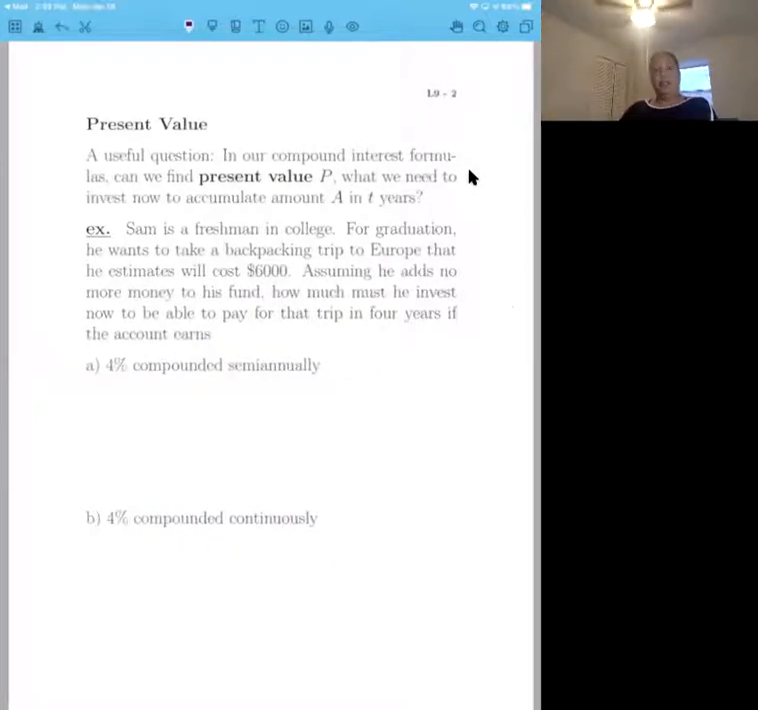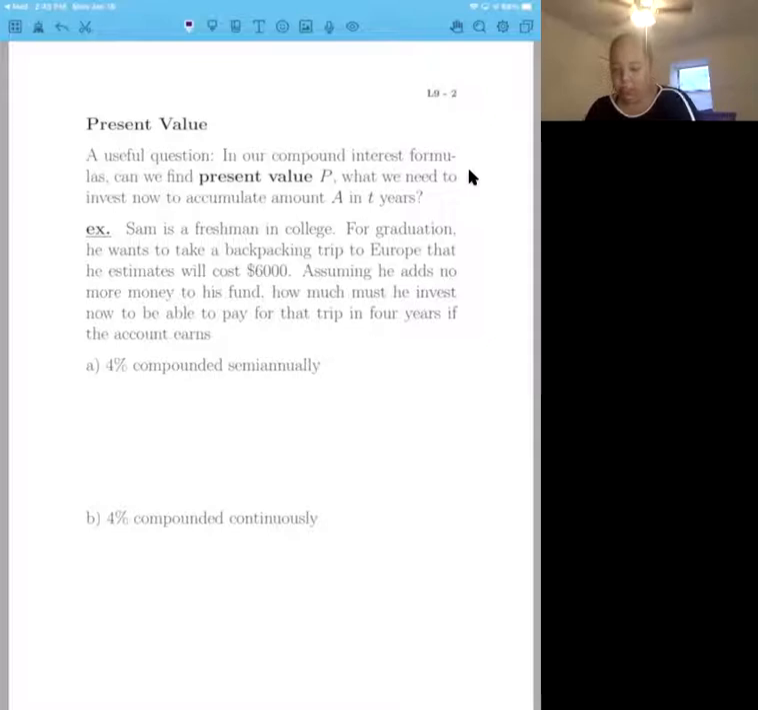All right, so the next question is present value. The example they're going to give us is: I am going on a trip in so many years. How much do I need to invest, if I know the interest rate, so that I can go on that trip? That's what the present value is. What do I need to invest?